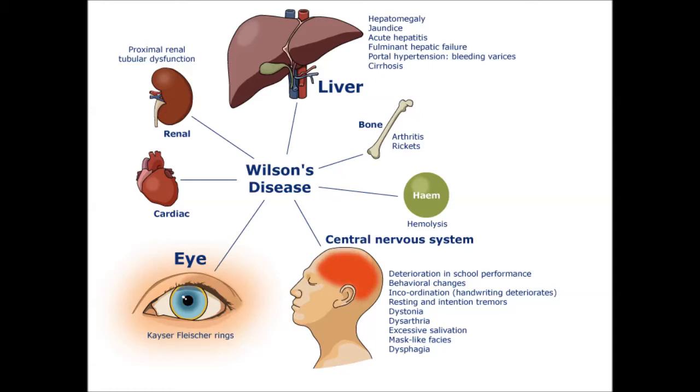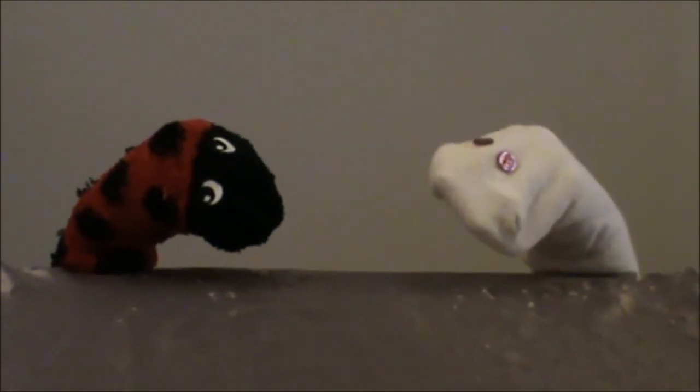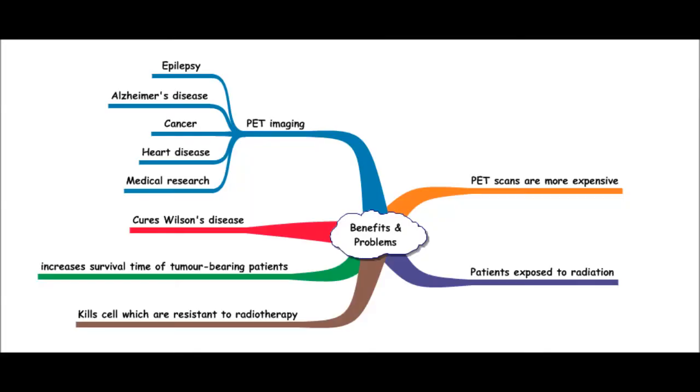To release the copper from the body, bonding agents encourage the copper in the organs to release the copper into the bloodstream. What are the benefits and problems with using copper-64? The benefits include the use of PET imaging, which commonly investigates many areas in the body, mainly the brain.